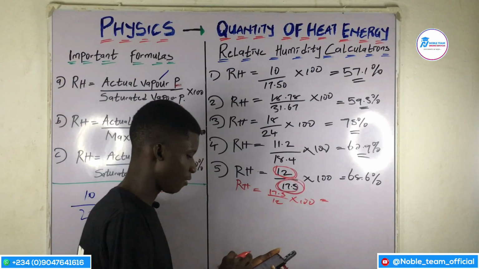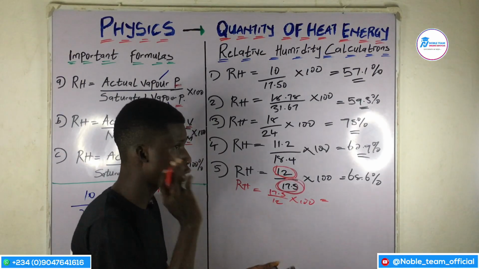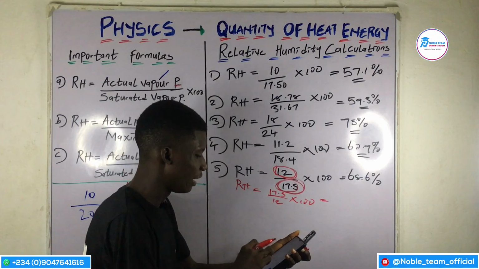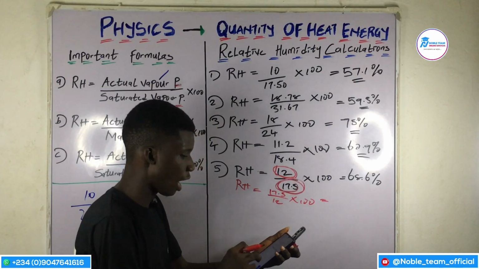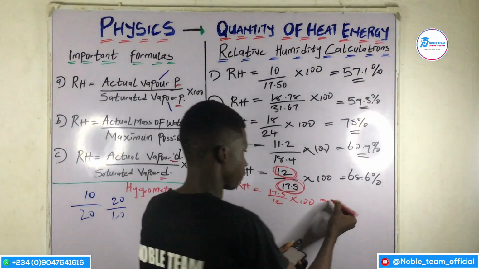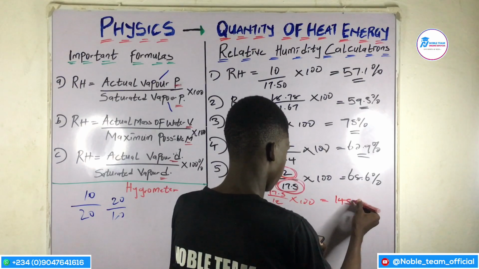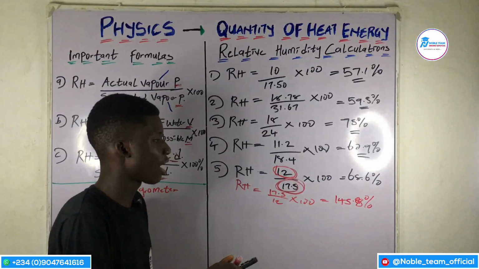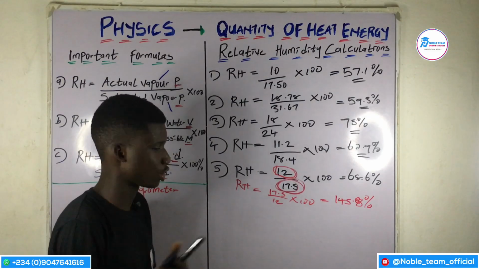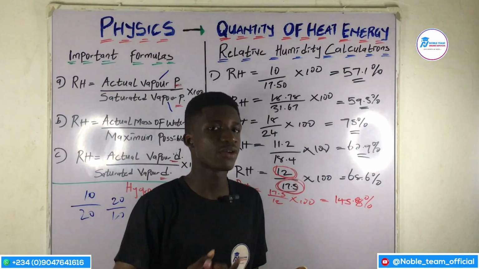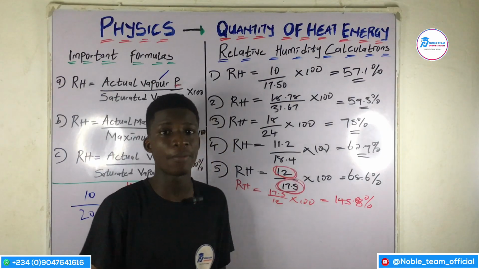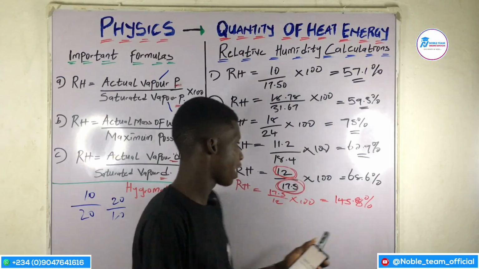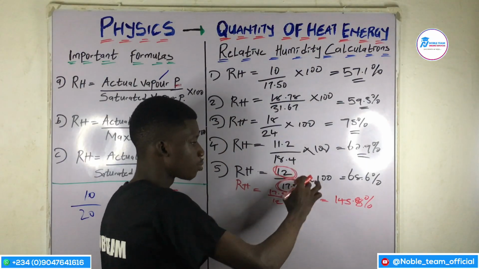I want us to examine something, so you can fully understand what I just explained. 17.5 divided by 12, times 100, will give us 145.8%. Now, 145.8% is impossible. It doesn't exist because percentage cannot be over 100. So anything that you are solving for percentage that is above 100, just know that what you are solving is incorrect. That is why I explained that the numerator is always smaller than the denominator.